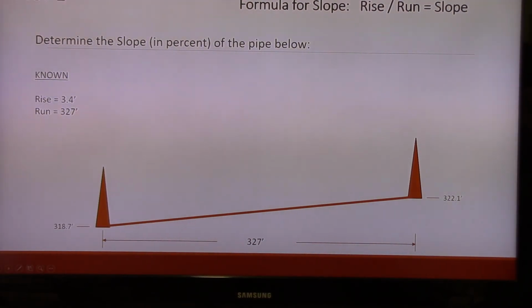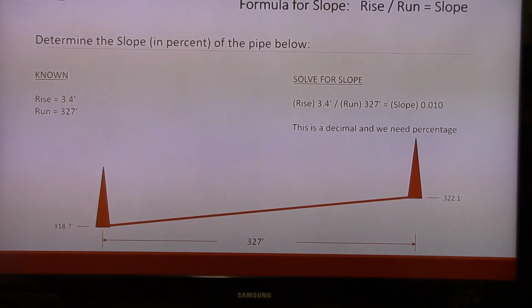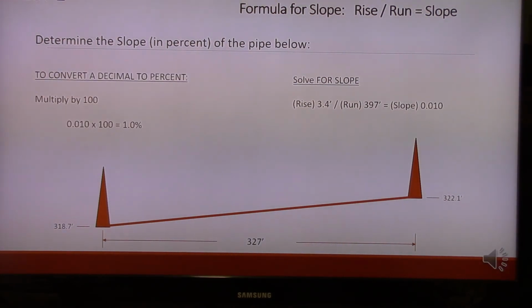To do that, you simply convert a decimal to a percent, and you do that by multiplying that decimal times 100. That will move the decimal point 2 places to the right and will bring you to an answer of 1%.